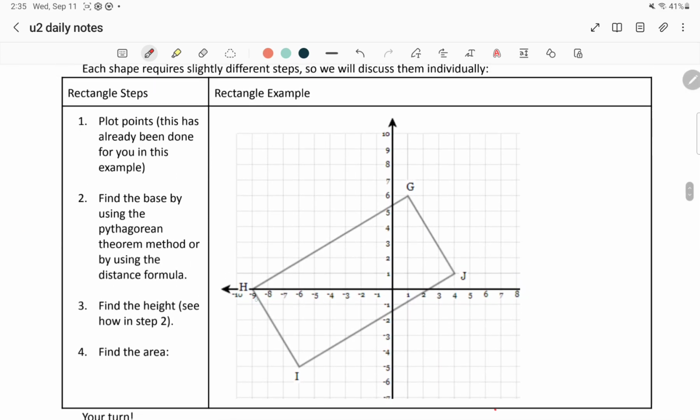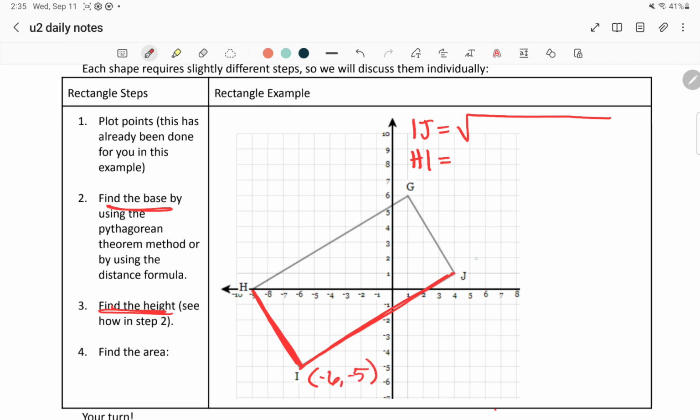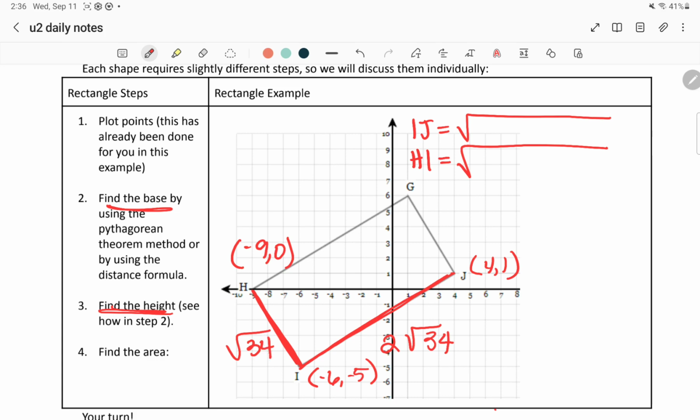There's your rectangle. I need to find the base, and I need to find the height, so that's going to be my long piece and my short piece. So I'm looking for I to j and h to I. And that's going to be two distance formulas. For I and j, it's going to be the coordinate points -6, -5, and 4, 1. And then for my height, that's going to be -6, -5 for I, and -9, 0. So you're going to plug those into the distance formula. That's calculator work. And we're going to get 2 square root 34 for the long piece, square root 34 for the short piece.